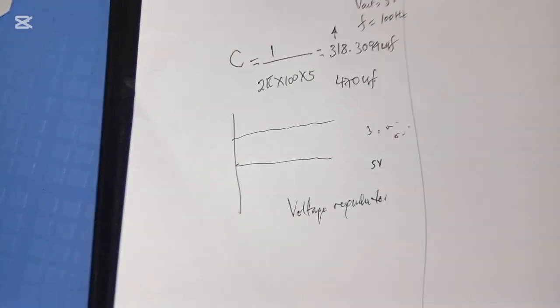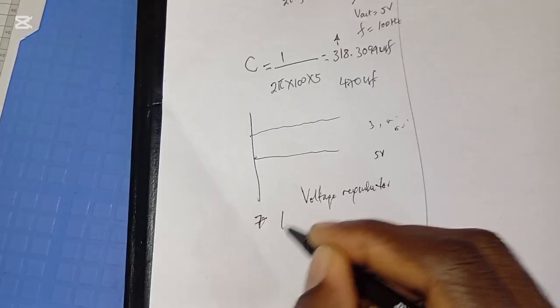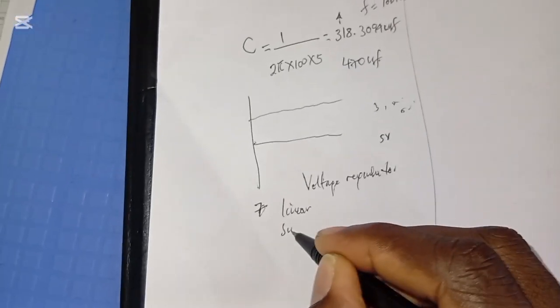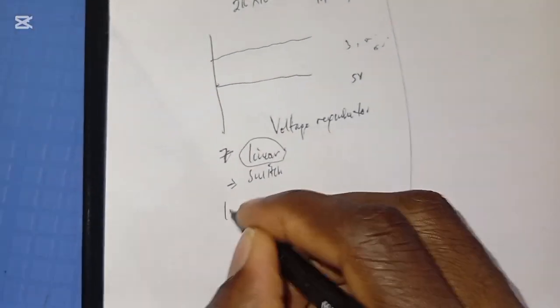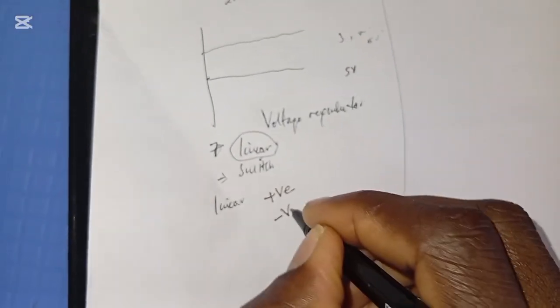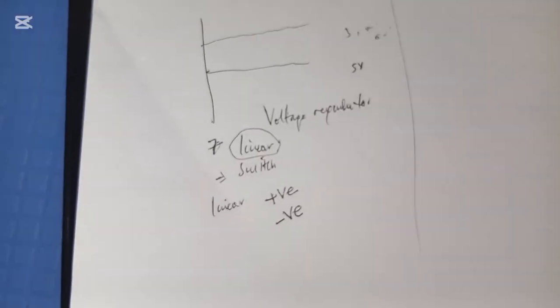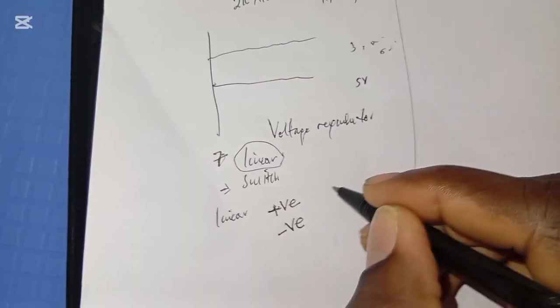So how do you choose a voltage regulator? Because you don't calculate a voltage regulator, you choose. We have 2 types of voltage regulator. We have linear voltage regulator and we have switching voltage regulator. So in our case, we are doing linear voltage regulator. For linear voltage regulator, we have 2 types. We have the one which provides positive voltage at the output and the one which provides negative voltage at the output. The one which provides a positive voltage at the output has a prefix.